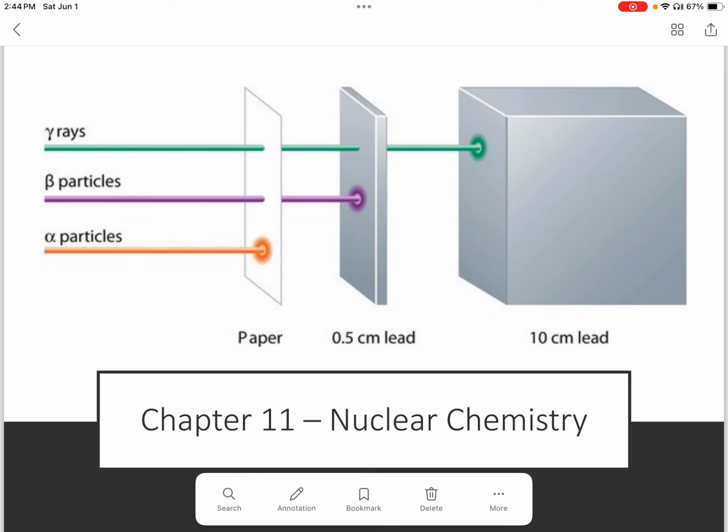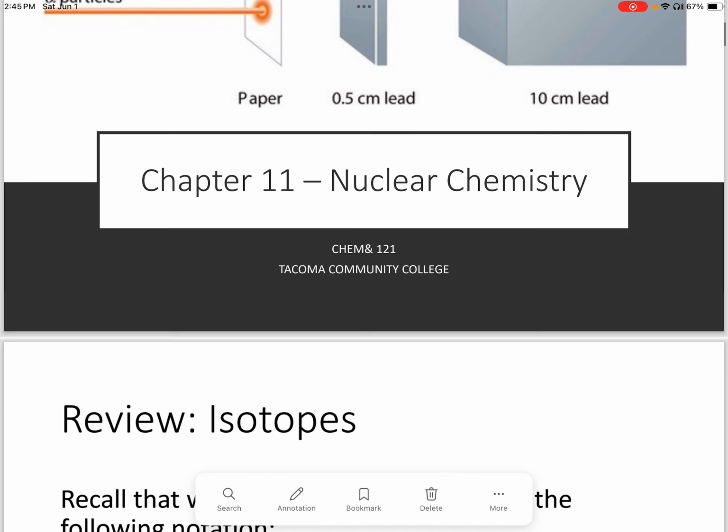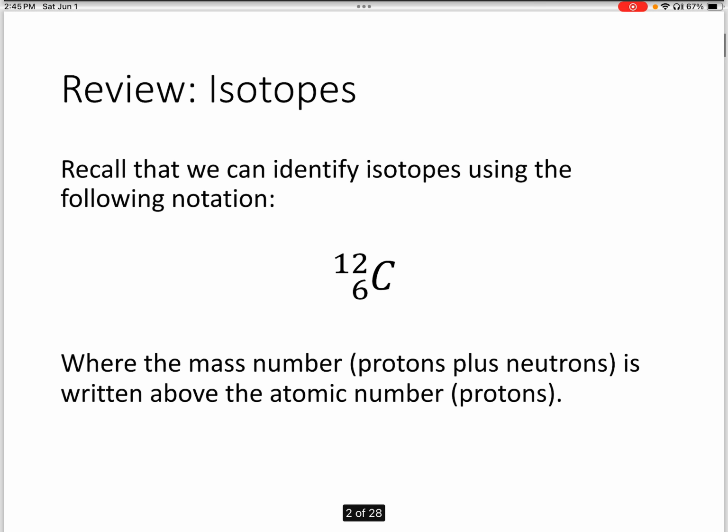In this last chapter for our class, we're going to talk briefly about nuclear chemistry. Up above you can see a diagram of three different types of radioactive decay: alpha particles, beta particles, and gamma rays. We'll get into all of that, and then later on we'll talk about some applications of nuclear chemistry. But first, we have to review isotopes.